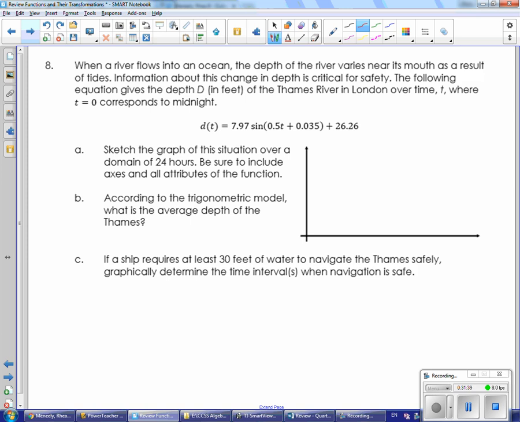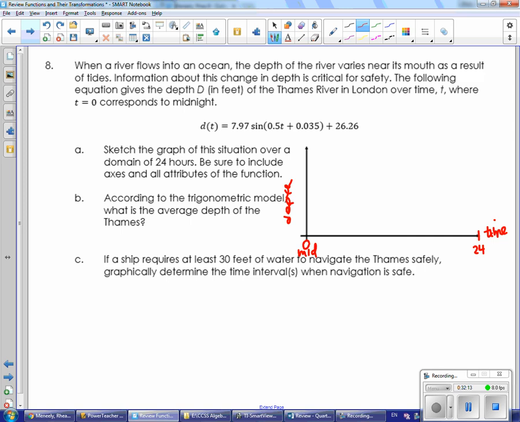And so you're given an equation, and in letter A it says to sketch the graph of the situation over a domain of 24 hours. So I'm just going to sketch this on my paper. I'm going to let 0 correspond to midnight, and then if we're doing this over 24 hours, there's my 24. Okay, so this is time. And we're dealing with the depth. So just to kind of reinforce what you should be doing, we want to do the depth. And one of the things that you're going to need to do if you're going to be graphing this on your calculator is you're going to want to set your window up.